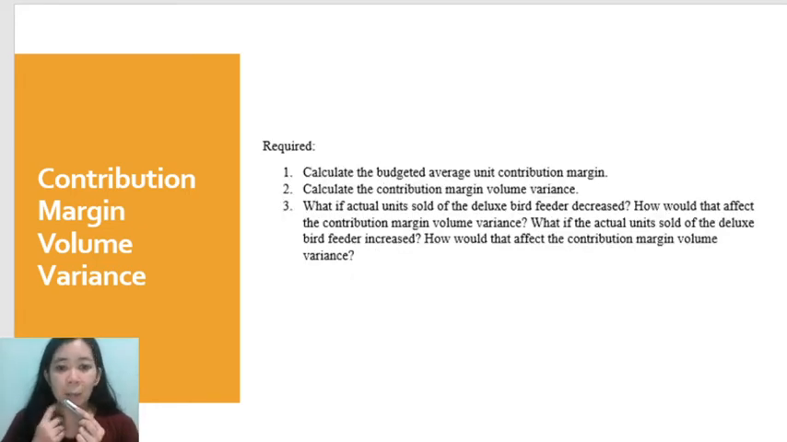Okay, for the requirement, so first you're going to calculate the budgeted average unit CM. Second, we will calculate the contribution margin volume variance. And number three, what if actual units sold of deluxe feather decreased? So what is the effect of that in our CM volume variance? Or what if the actual units sold of the deluxe feather will increase? So what is the effect of that also on our CM volume variance?